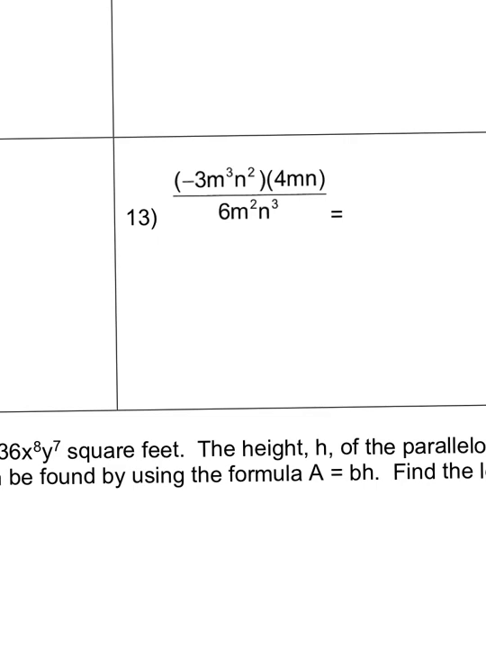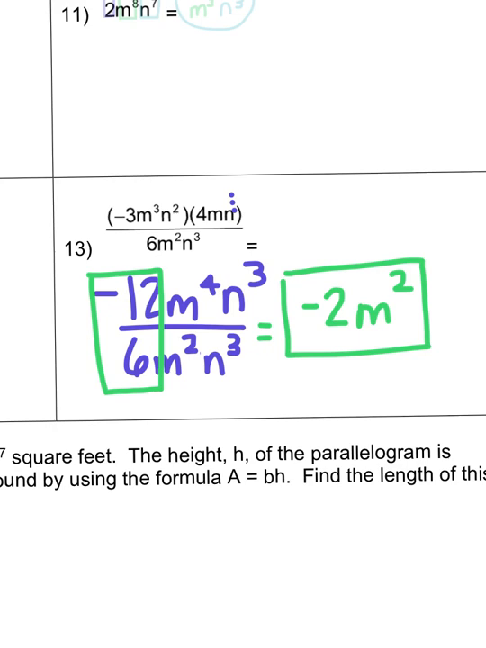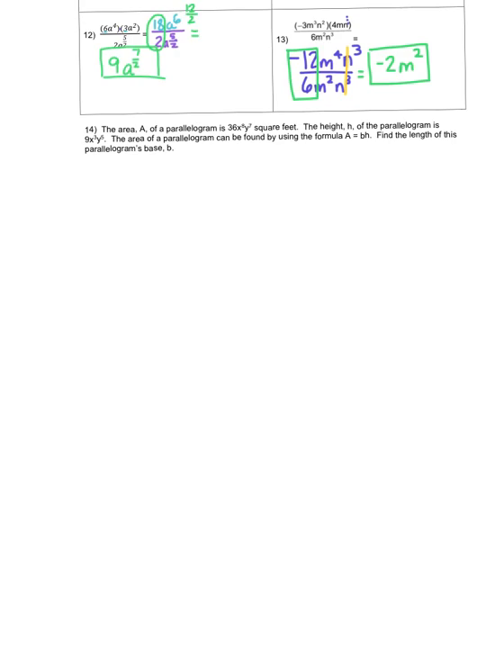Pause the video and try number 13 on your own. In the final answer, notice n to the 3rd over n to the 3rd. That simplifies to 1. On number 14, the area A of a parallelogram is 36 times x to the 8th times y to the 7th square feet. The height h of the parallelogram is 9 times x to the 3rd times y to the 5th. The area of a parallelogram can be found by using the formula A equals b times h. Find the length of this parallelogram's base, b.